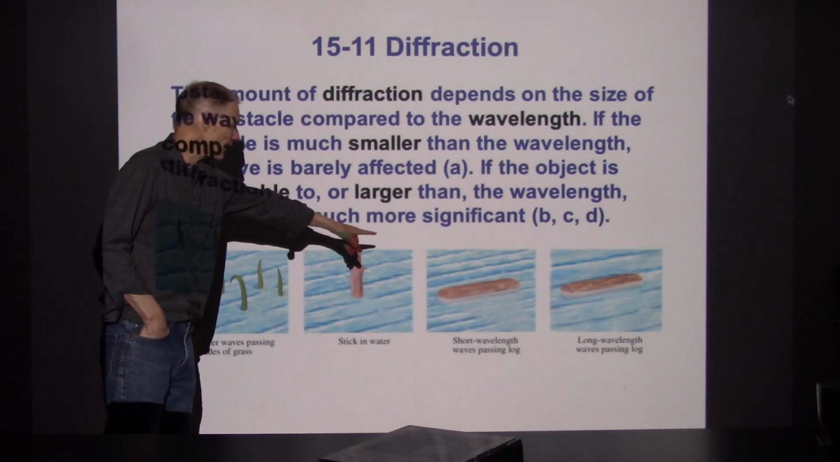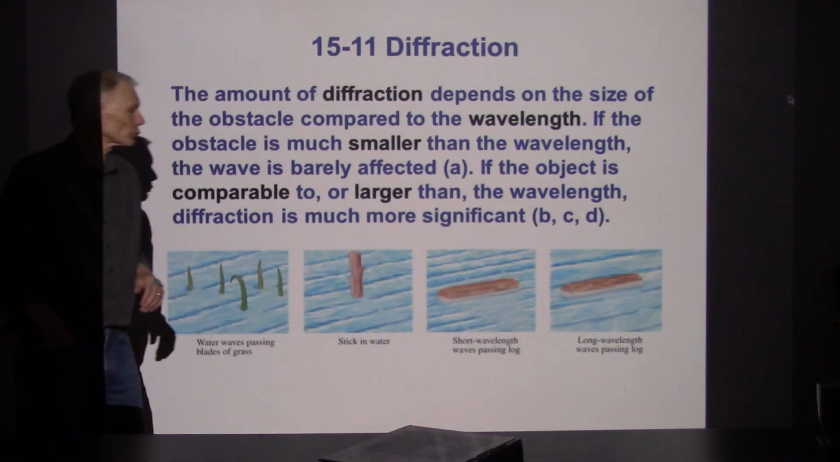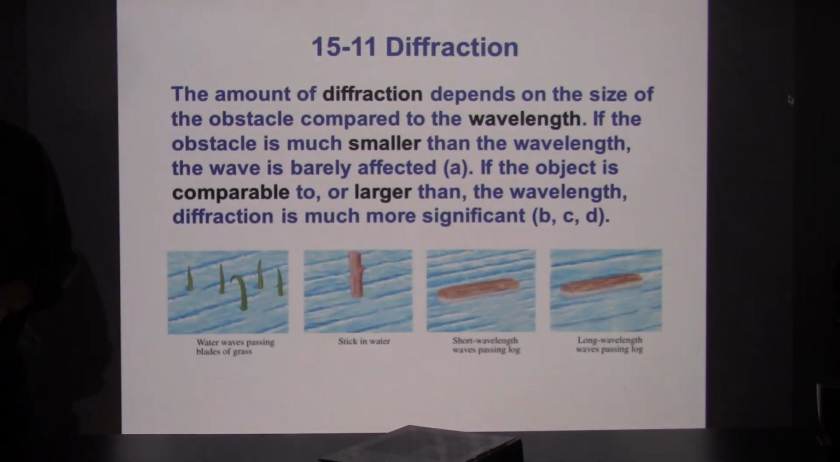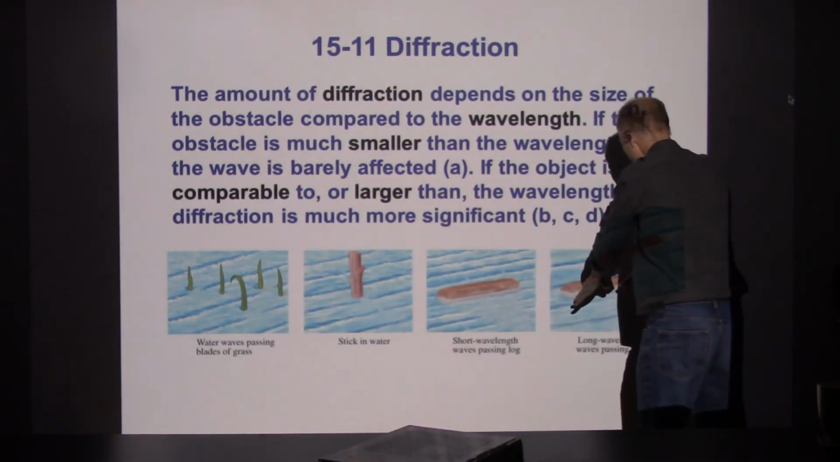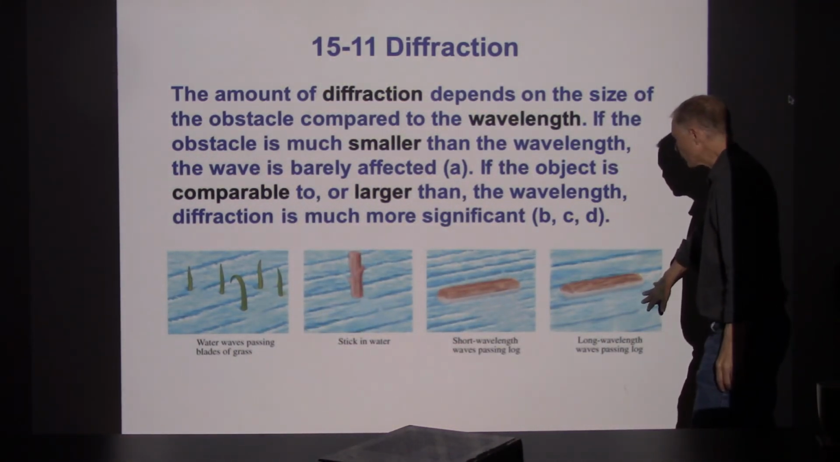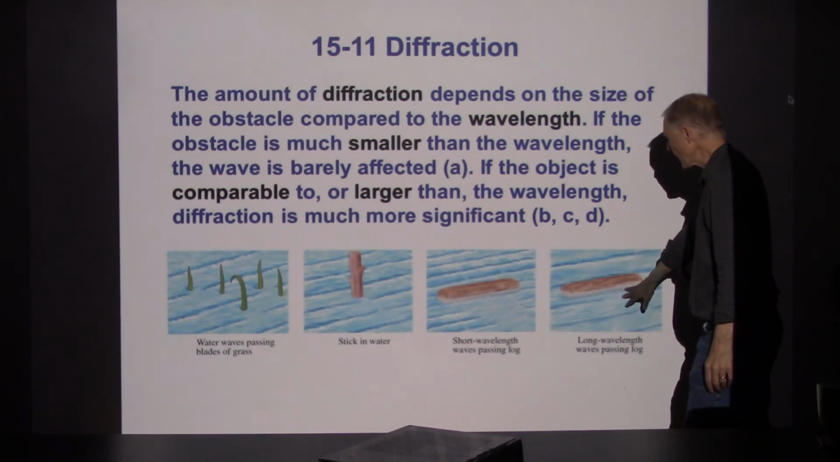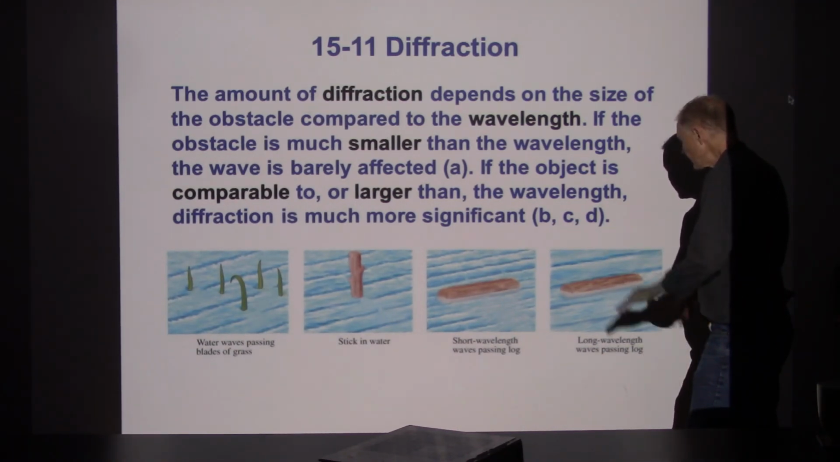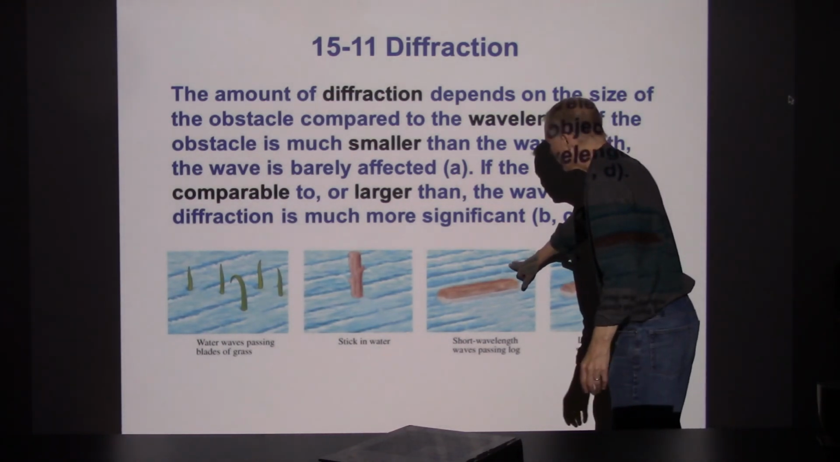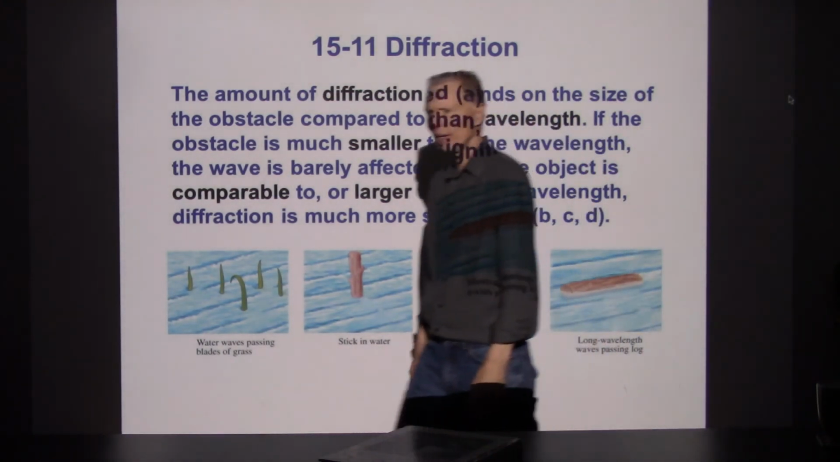With the smaller wavelengths coming in with that larger object, we are seeing an effect with those smaller wavelengths. In this case, the wavelengths are actually almost able to wrap around this. So they kind of wrap around and realign on the other side. And here, with the shorter wavelengths, that doesn't happen.